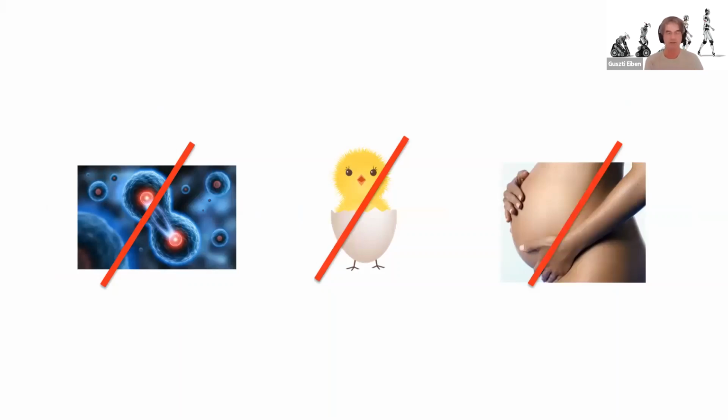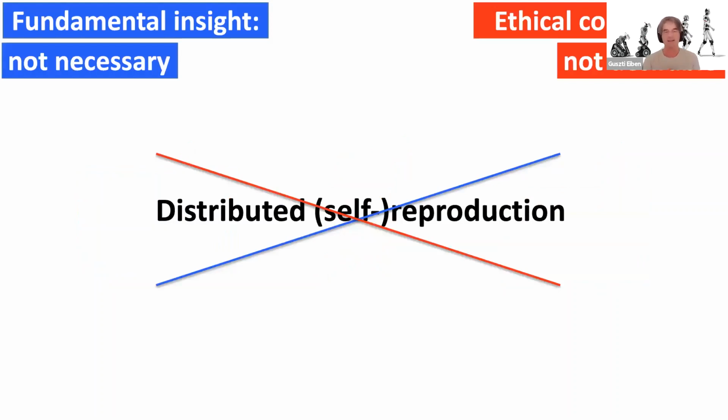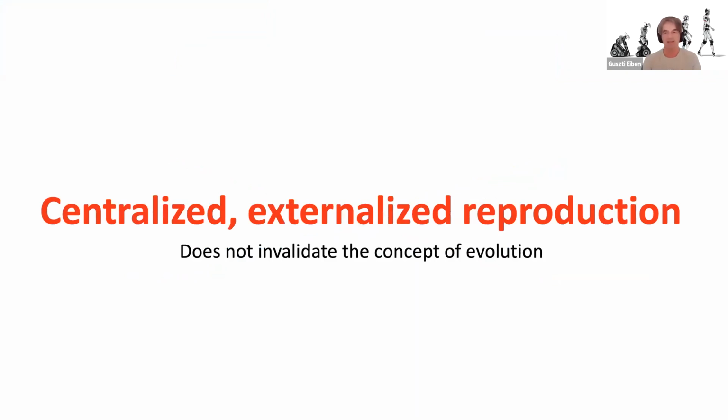So we should not use robotic equivalents of cell division or eggs or pregnancy, because these are all distributed reproduction mechanisms. Robots could be born anywhere and everywhere. But this is not needed either, actually. So even if we reject distributed self-reproduction, we can have an evolutionary process, because it does not violate the whole concept of evolution. We can say that all we want is centralized, externalized reproduction, meaning that we have some central infrastructure that is used to produce robots.